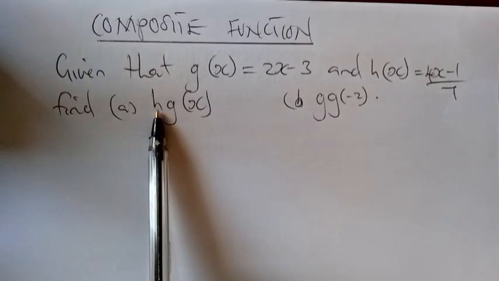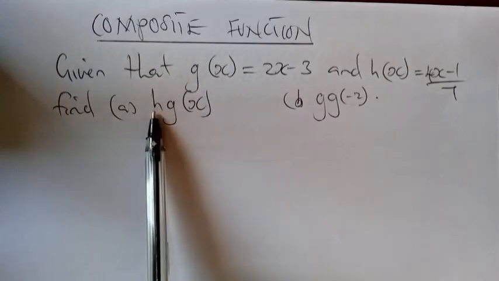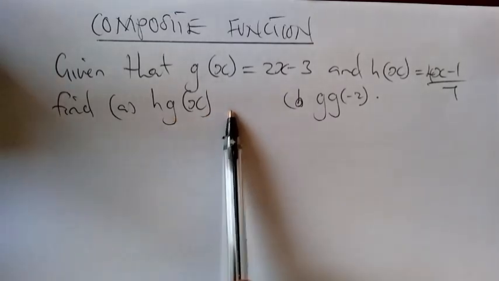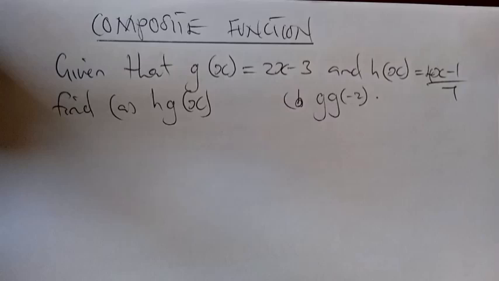Now, to approach these questions, we begin by identifying the main function and the minor function. The one that is used at the beginning, that function is what we are going to call our main function. The one that follows it is the one that we are going to use as our minor function. So we are going to substitute the minor function into the main function. So let's begin by identifying our functions.